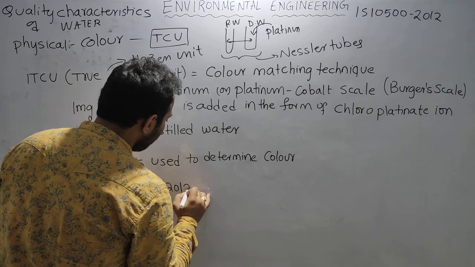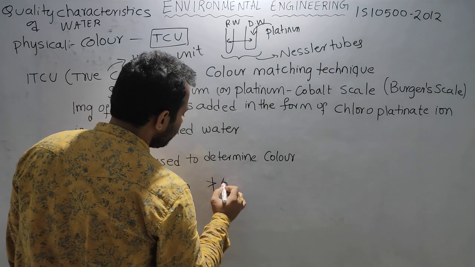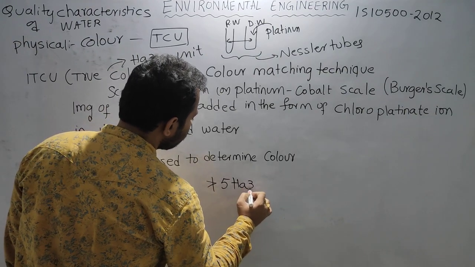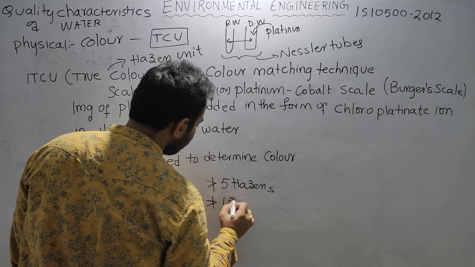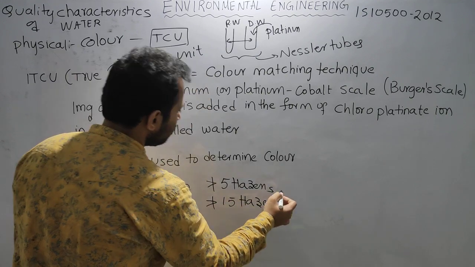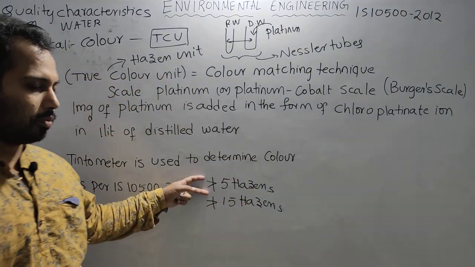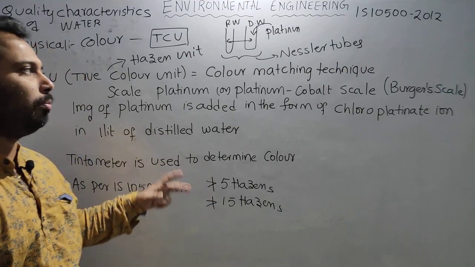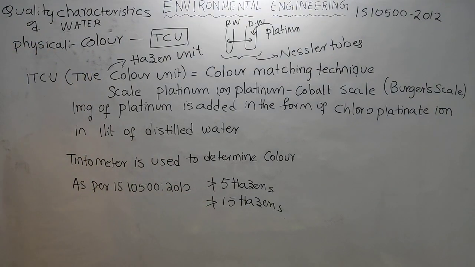2012, the limits are, it should not be more than 5 Hazens and it should not be more than 15 Hazens. So these are the limits. It is not needed to repeat again and again. So this is for ideal, and this is the acceptable limit when there is no alternative source available. Okay. So this is all about color.